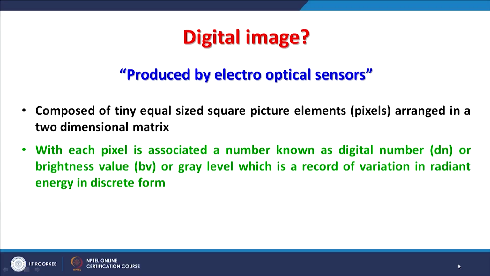This is what a two-dimensional array is in a typical digital camera, and with each pixel is associated a known number, called a digital number or DN, or pixel value or brightness value, or when we talk in terms of grayscales, then gray value, which is a record of variation in radiant energy in discrete form. So what these opto-electro sensors, optical sensors, are doing is basically recording this brightness or reflection which is coming, or maybe the radiant energy, maybe the thermal one also, which is recorded by these sensors.